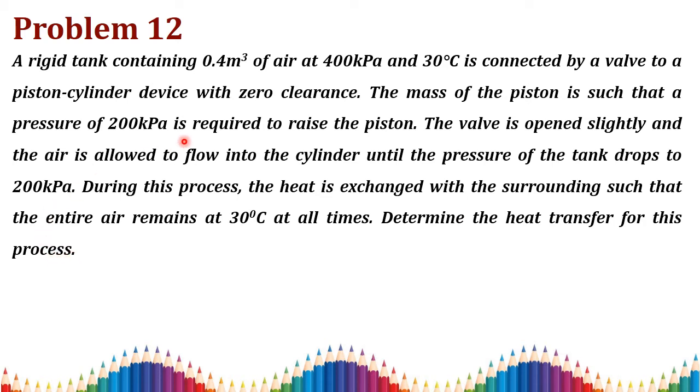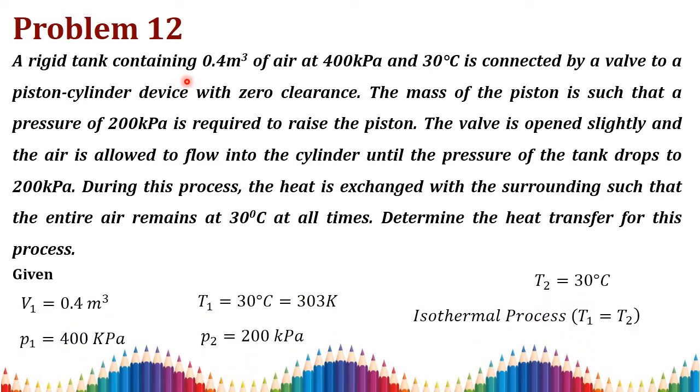In this problem, they have a rigid tank, and the tank contains 0.4 meter cube of air. Initially the pressure is 400 kilopascal and the temperature is 30 degrees Celsius. So V1 is 0.4 meter cube, the pressure P1 is 400 kilopascal and the temperature T1 is 30 degrees Celsius. It is connected by a valve to a piston cylinder device, so that tank is connected with the piston cylinder device.